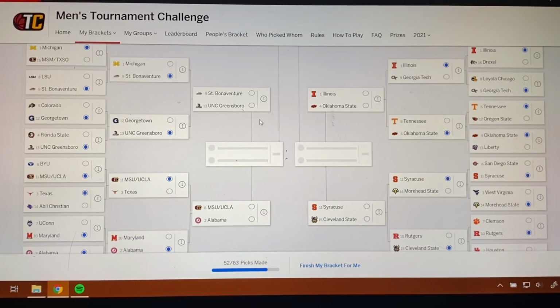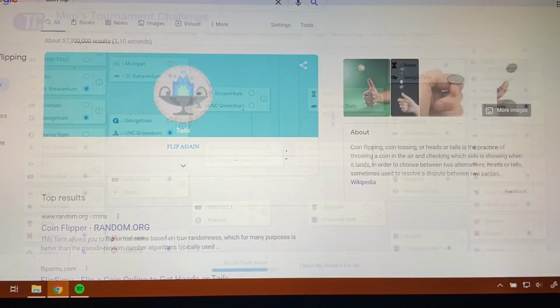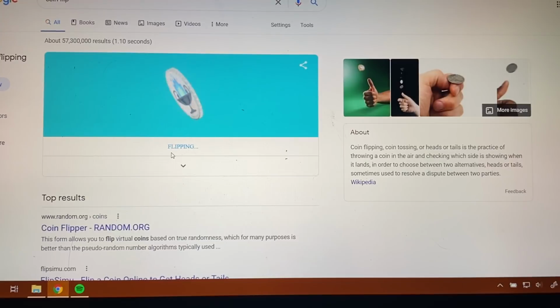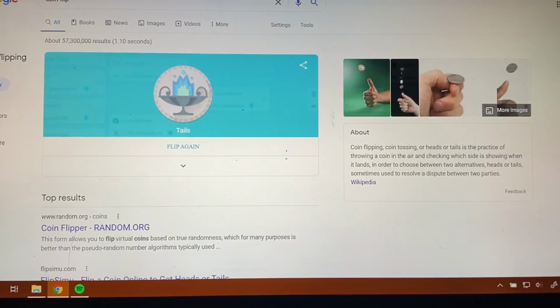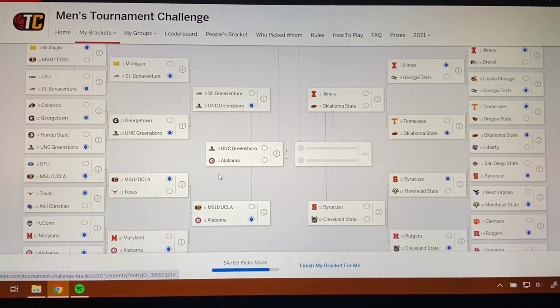So then scrolling down back here, St. Bonaventure versus UNC Greensboro. Rooting for another tails here to see UNC Greensboro representing the double-digit seeds, and we do. UNC Greensboro advancing. 11 seed Michigan State / UCLA versus Alabama. Let's see what happens. Come on, come on, the 11 seed. It is tails, so we see 2 seed Alabama advancing. So that one's pretty realistic.